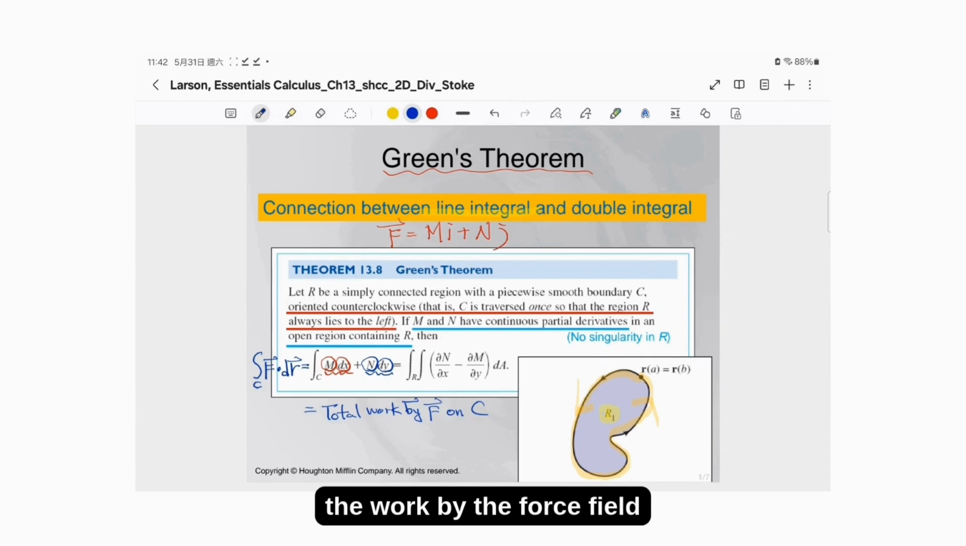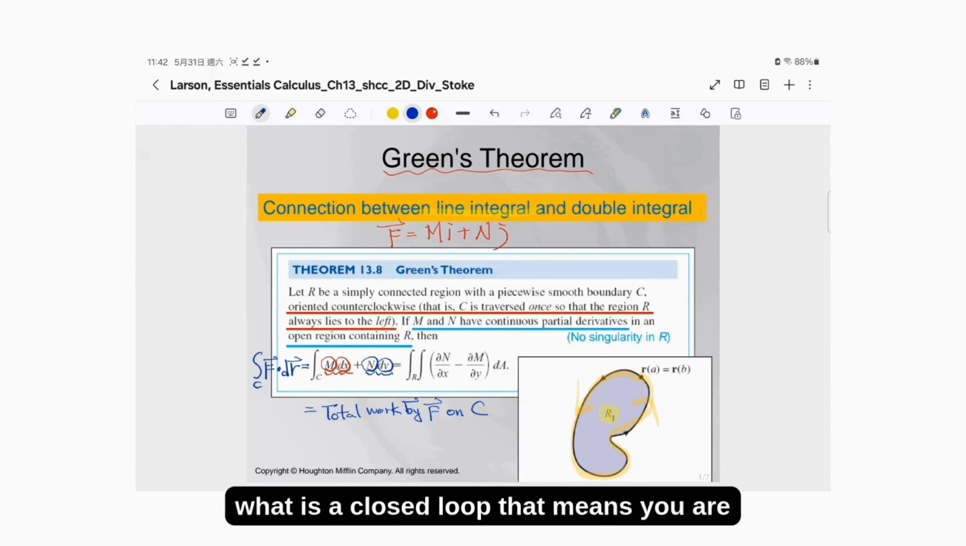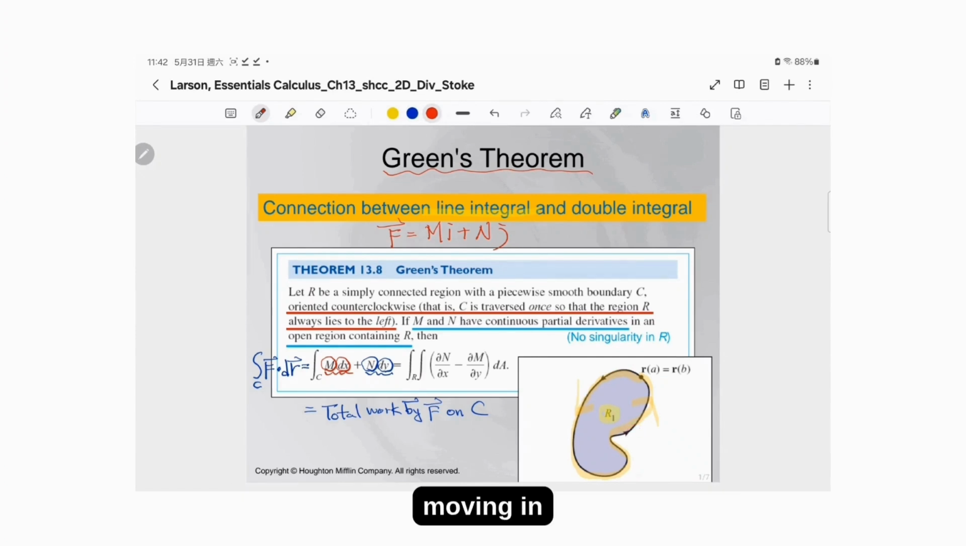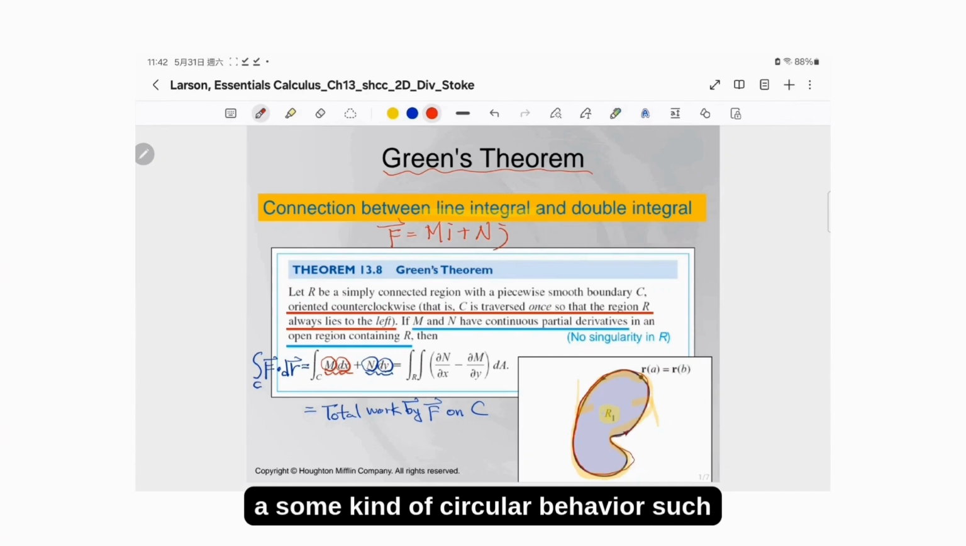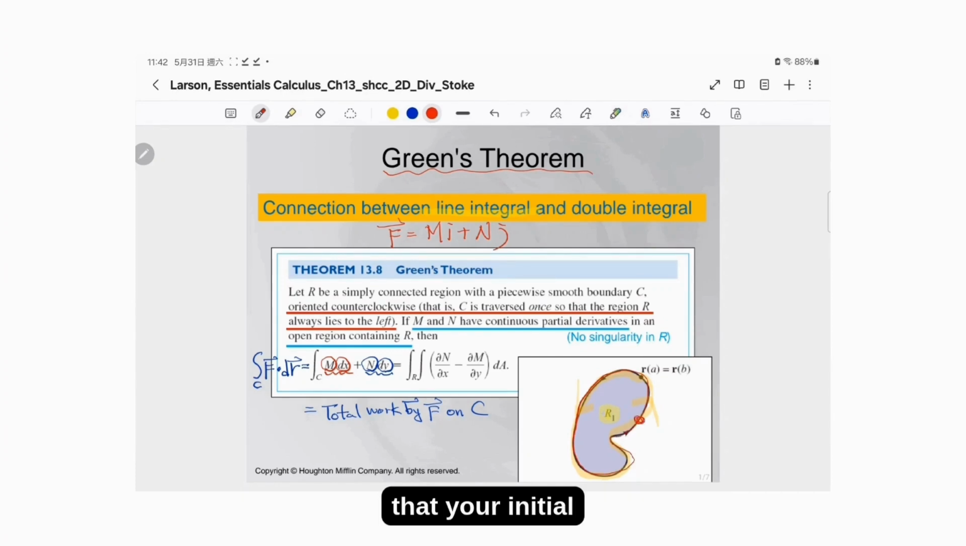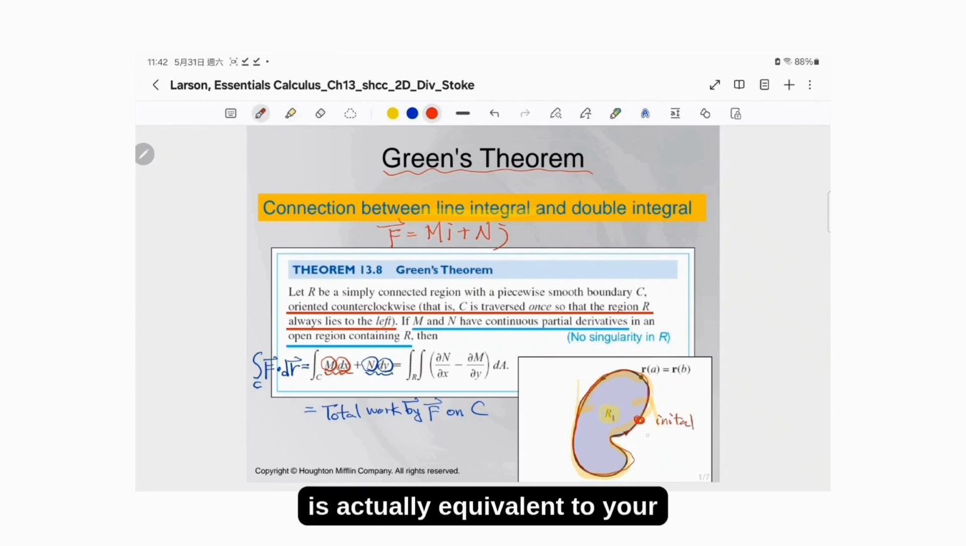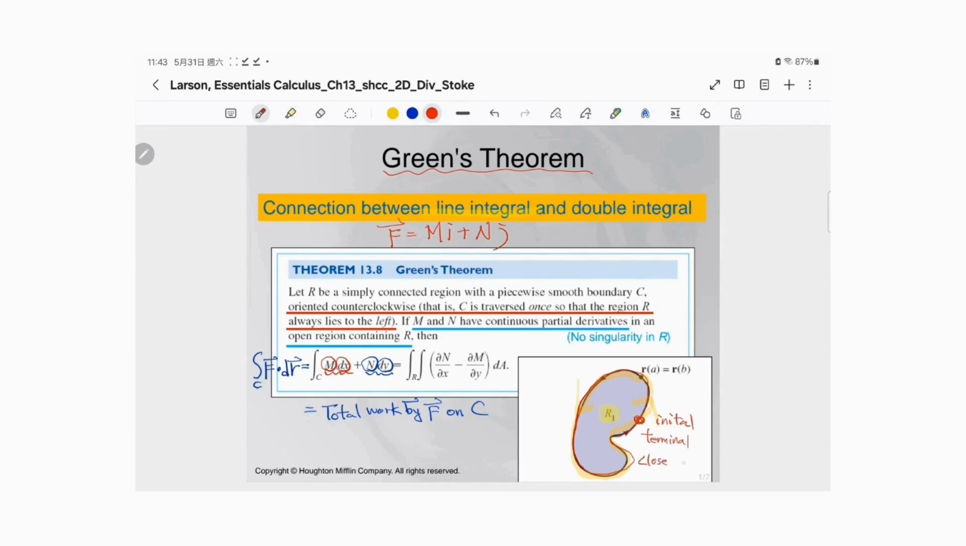Usually it takes some effort to calculate the line integral to find the work by the force field. However, if you find that your integration path C is a closed loop, so what is a closed loop? That means you are moving in some kind of circular behavior such that your initial point is equivalent to your terminal point. This is what we call a closed loop path.